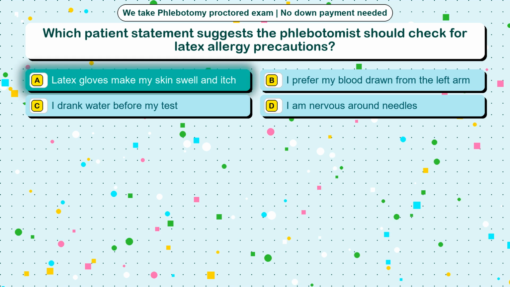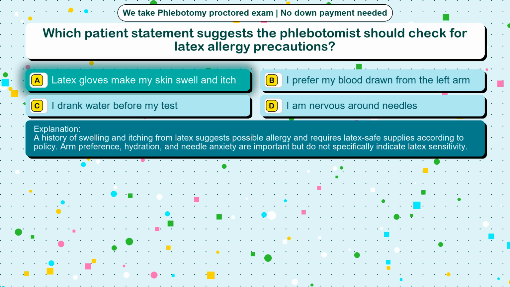Latex gloves make my skin swell and itch. A history of swelling and itching from latex suggests possible allergy and requires latex-safe supplies according to policy. Arm preference, hydration, and needle anxiety are important but do not specifically indicate latex sensitivity.